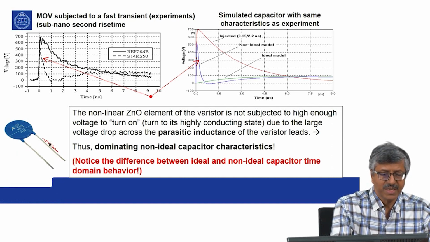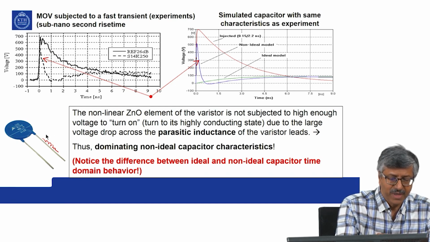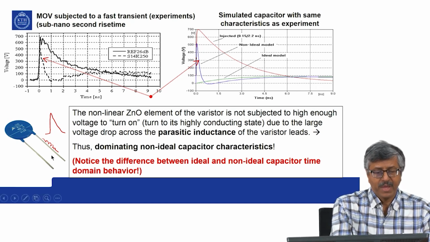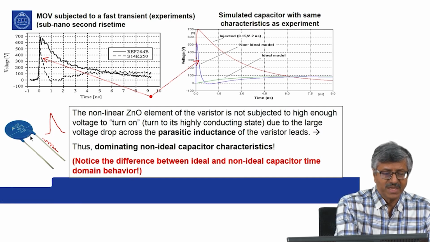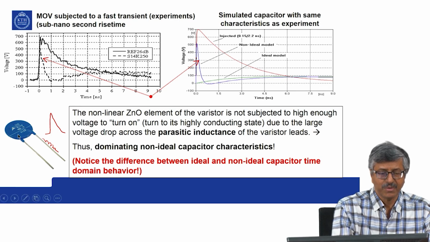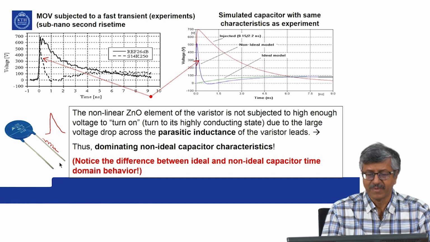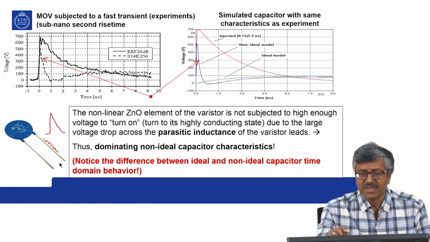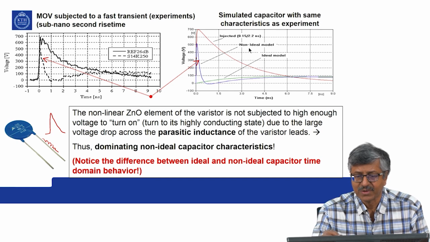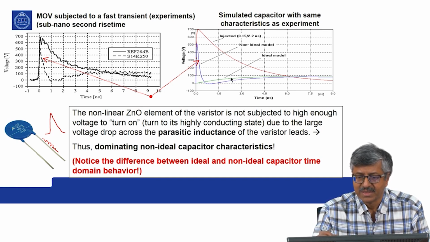So, the inductive drop under extremely fast rise times will drop the voltage in such a way that this varistor will not be clamped. So, you do not get the benefit of the varistor if you have very long leads. So, that effect is shown over here. So, this is the non-ideal model and this is the ideal model and this is the injected current.